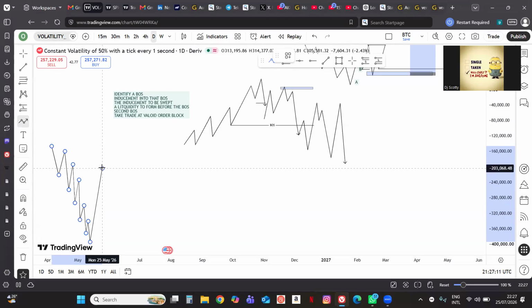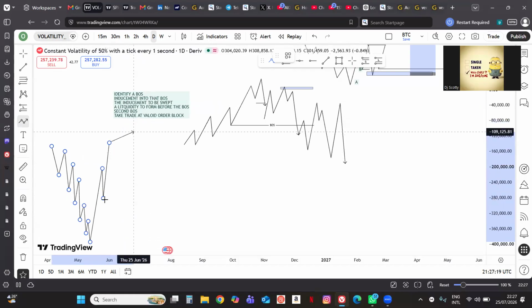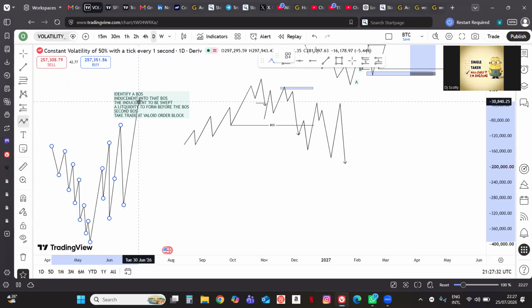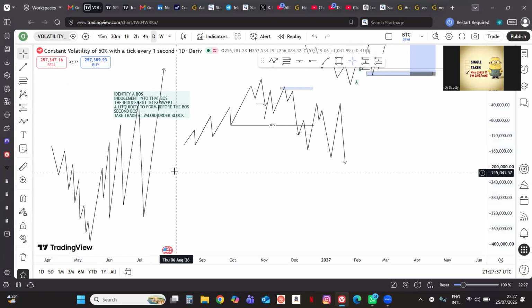So you want to see a break of structure, you want to see an inducement, and we want to see that inducement swept this way. You want to see a liquidity that forms. This liquidity can form either before it breaks the structure, or after it breaks structure like this. On that break of structure, this becomes our entry. This is basically what we want to see, right? This is how the advanced market structure works.